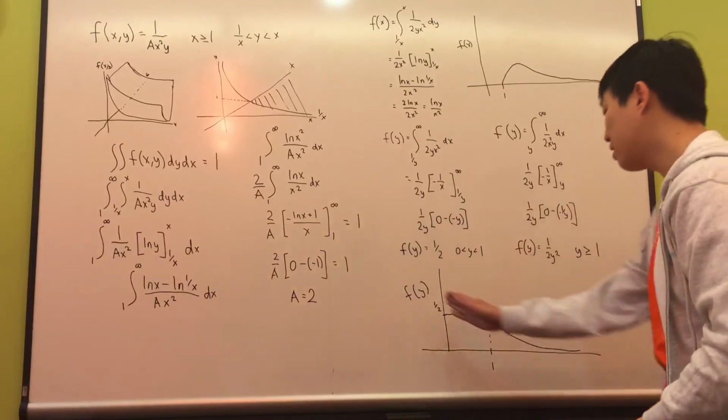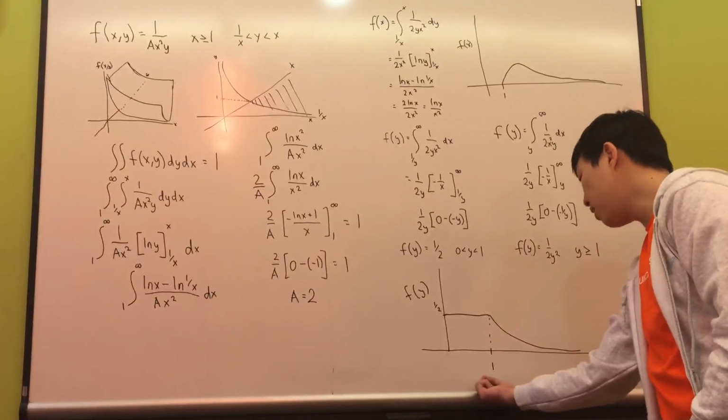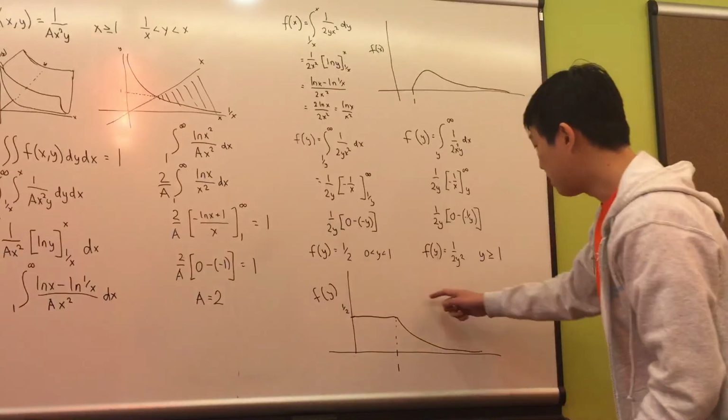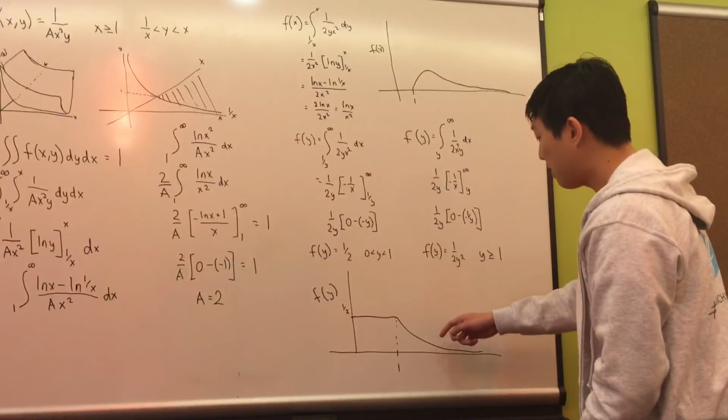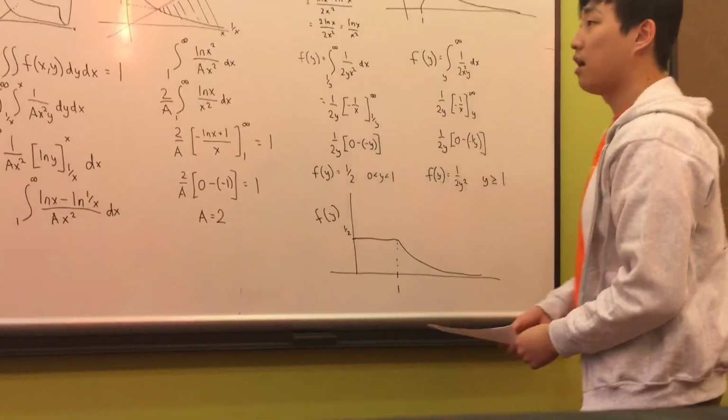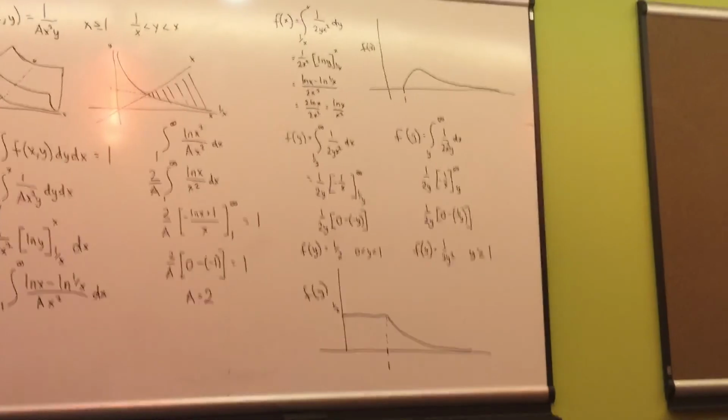And so our function here looks like from 0 to 1, our function is equal to 1/2. And then from 1 to infinity, our function is equal to 1/2 times 1 over y squared, which slopes down like this.